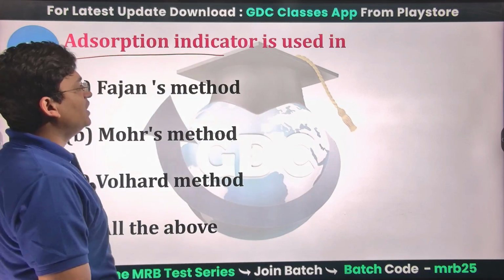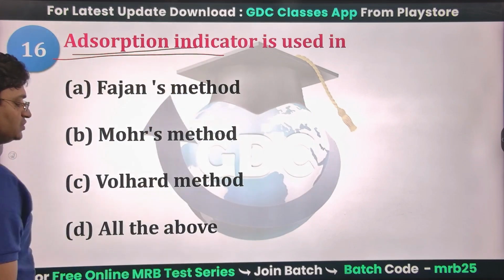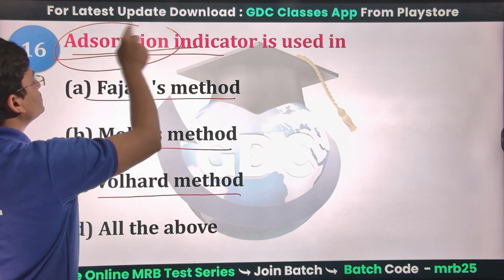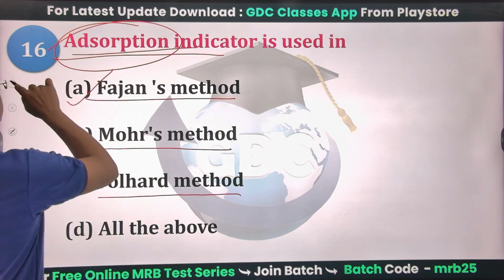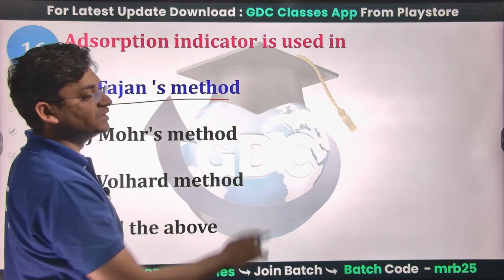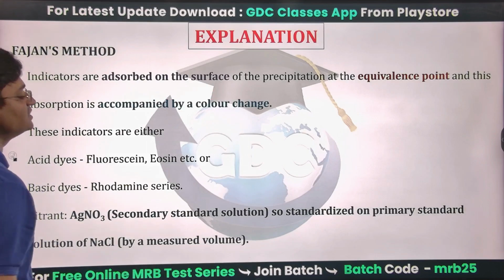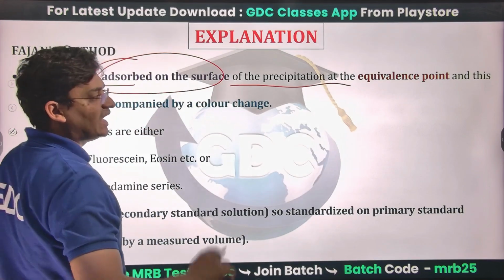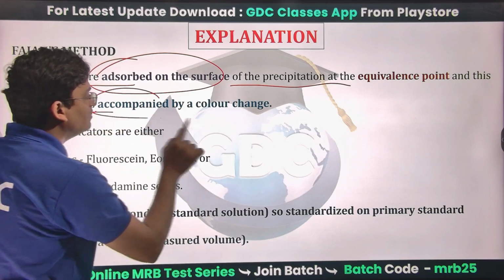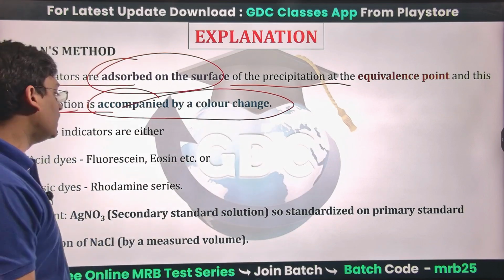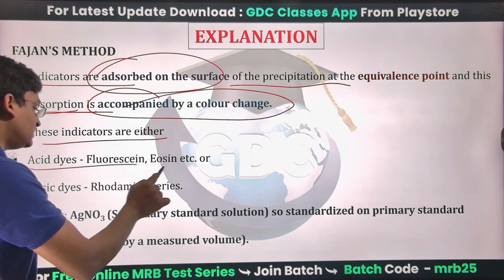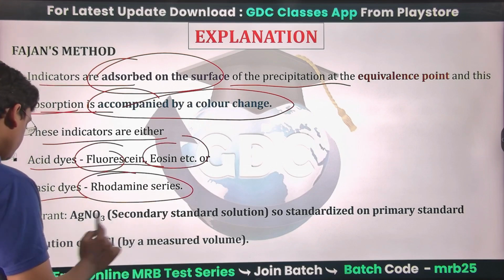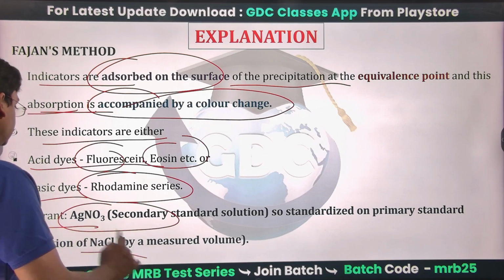Adsorption indicator is used in which method: Fajans method, Mohr's method, or Volhard's method? So when we talk about adsorption indicators, they are used in the Fajans method titrations. Indicators are adsorbed on the surface of the precipitate at the equivalence point, and this adsorption is accompanied by a color change. These indicators are either acid dyes like fluorescein, eosin, etc., or basic dyes, that is rhodamine. Titrant is AgNO3 and NaCl.